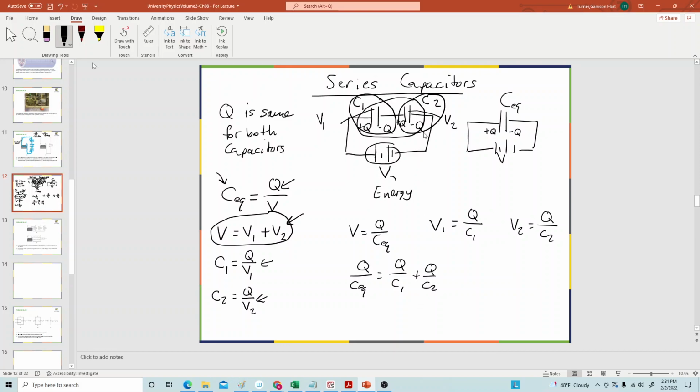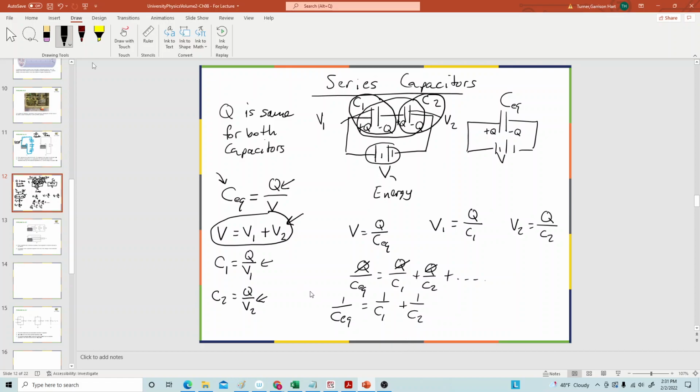Now, if I add more and more capacitors in series, this formula would just go on: Q over the capacitance of that specific capacitor. But you'll notice that because the charges were the same, like we just argued, these cancel out. And I'm left with 1 over the equivalent capacitance is equal to 1 over the first capacitor plus 1 over the second capacitor.